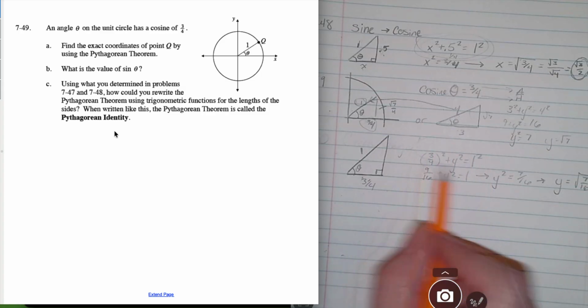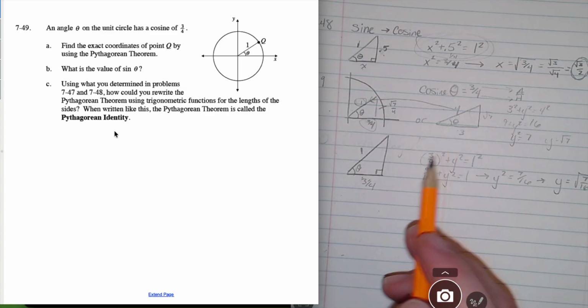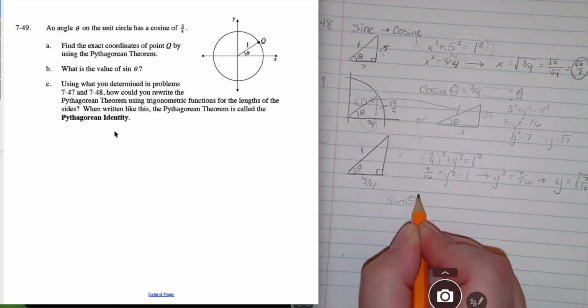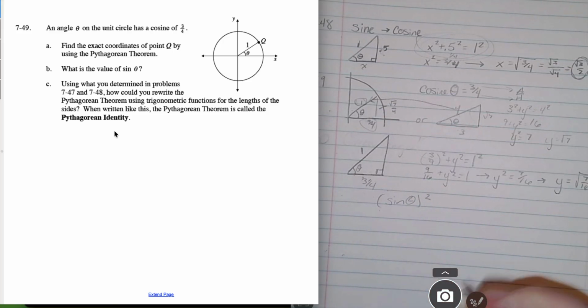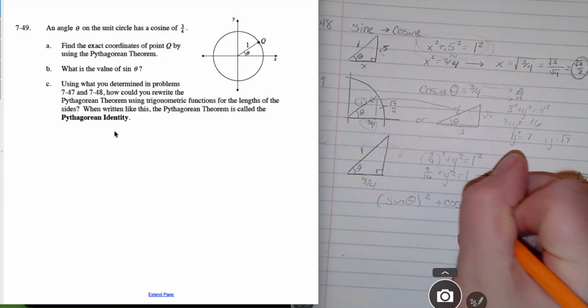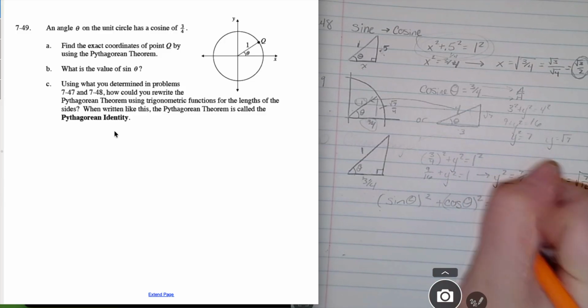So this whole idea is the Pythagorean identity, which is just saying that whatever your sine value is squared plus whatever your cosine value is squared is going to work out to be 1.